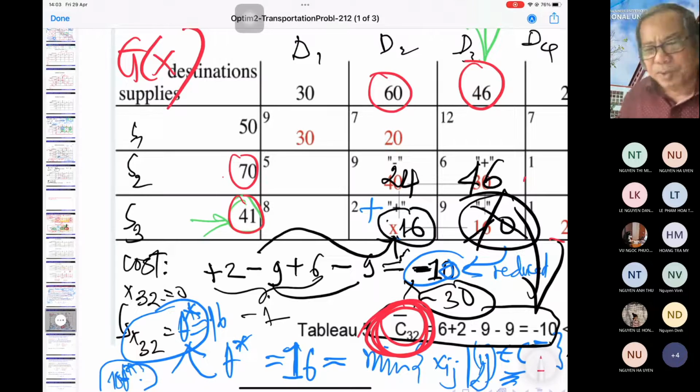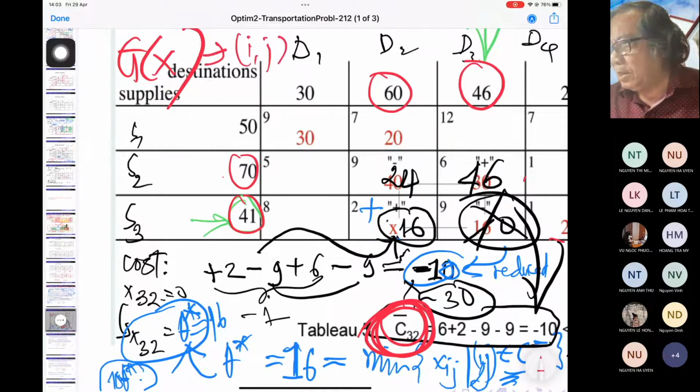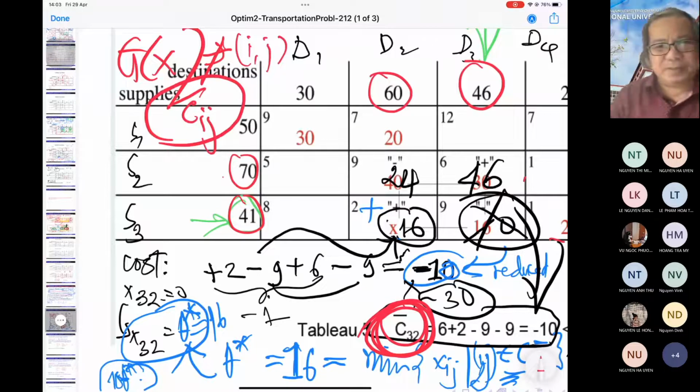For IJ that does not belong to this, you find out C bar IJ. And what is C bar IJ? How do you find out the C bar IJ?